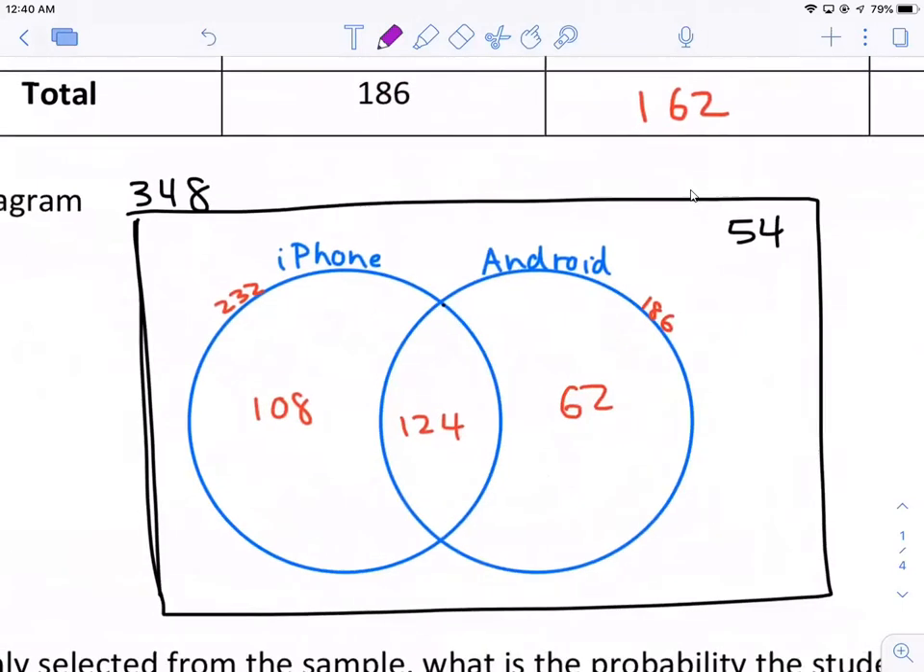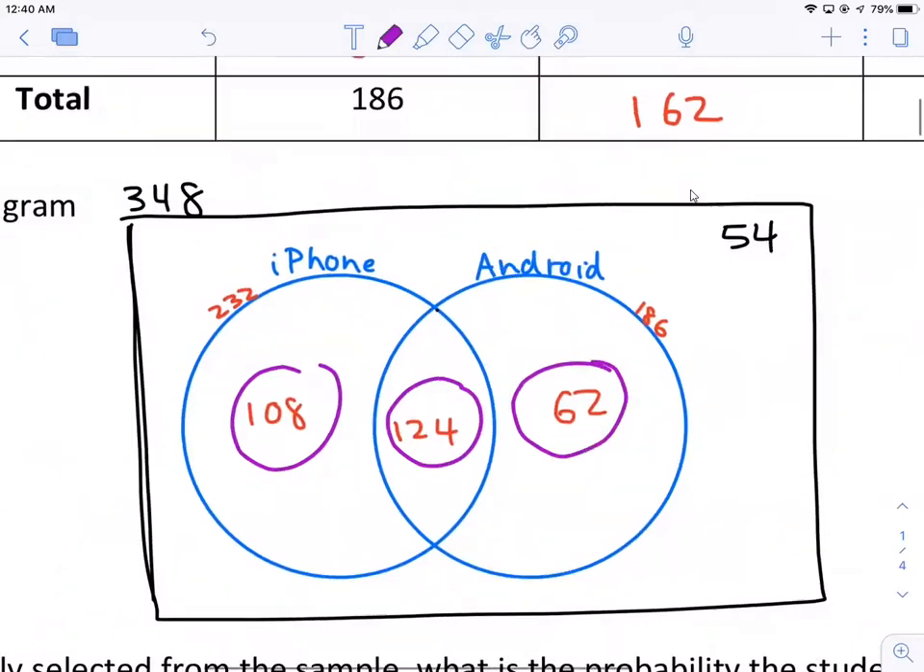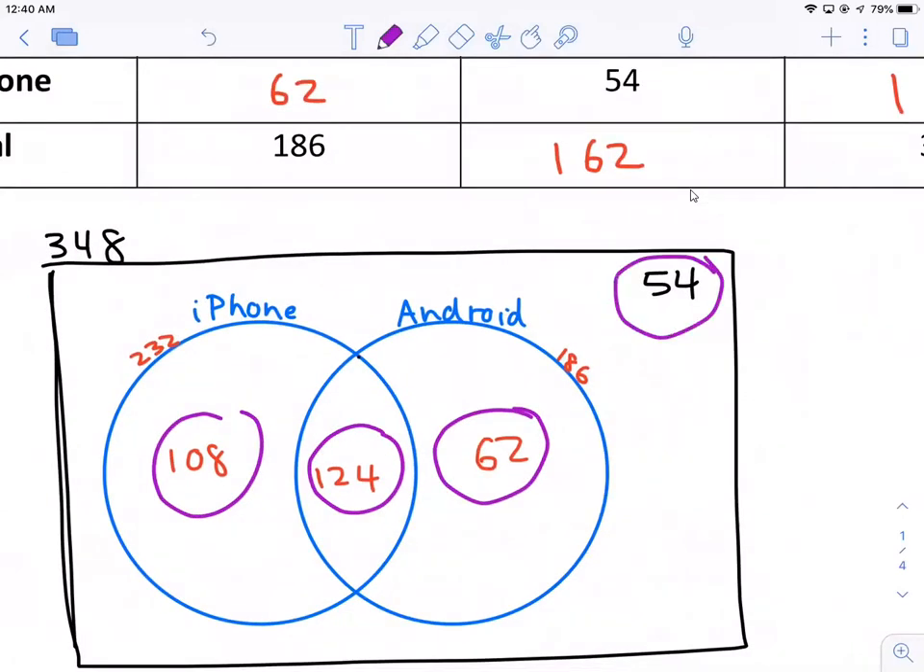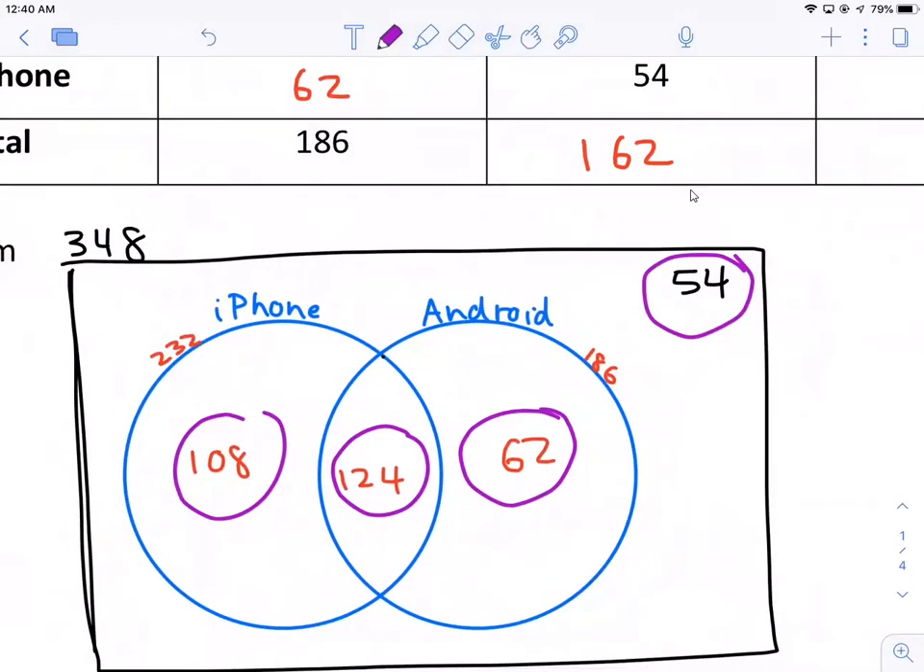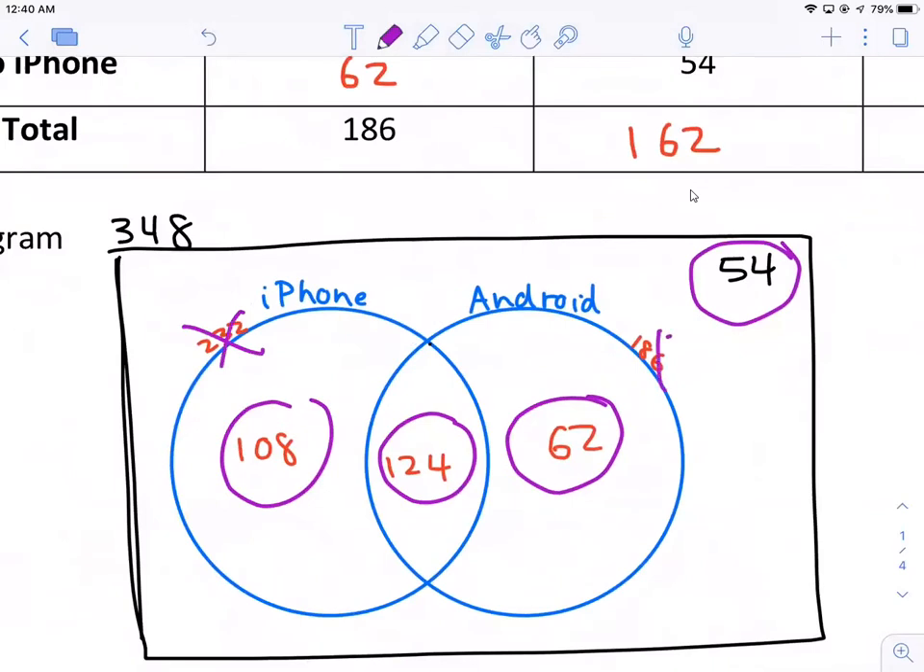So if we add up 108 plus 124, that's 232. Plus 62, that's 294. 294 plus 54 is 348. So all the numbers inside add up to 348.